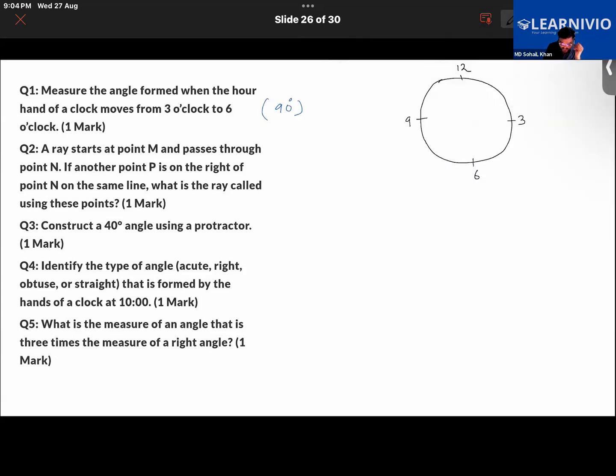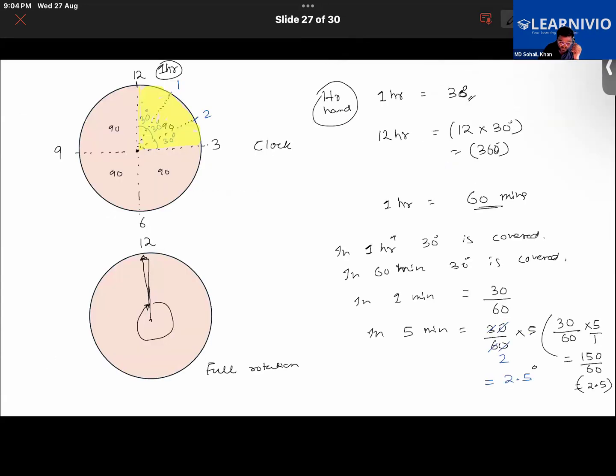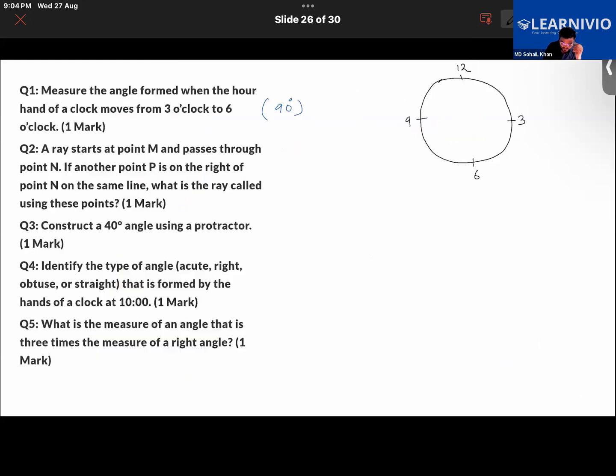Moments ago we have learned this important thing that in every hour, the clock covers an angle of 30 degree, right? So in 1 hour it makes up 30 degree. So here the question is saying the hour hand of the clock is moving from where to where? From 3 to 6. So while it is going from 3 to 6, how many hours has it covered? 3 hours. Hence 3 times 30 degree, and that is going to be 90 degree. Okay, good.